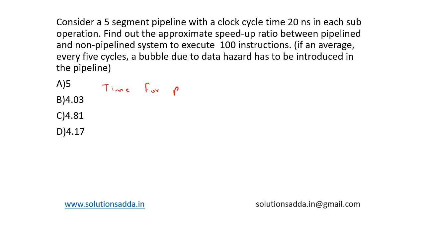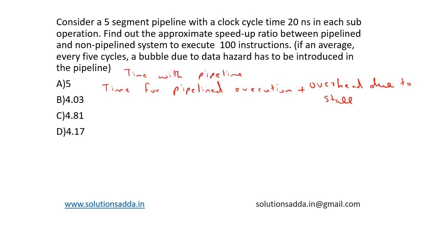Now the time with pipeline has two components, that is time for pipelined execution plus overhead due to stalls. This is time with pipeline. So the first component we have is the number of stages, so 5 plus 100 instructions minus 1, into 20. This is the time for pipeline execution.